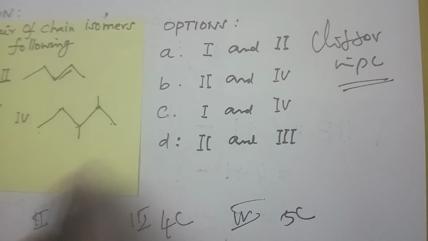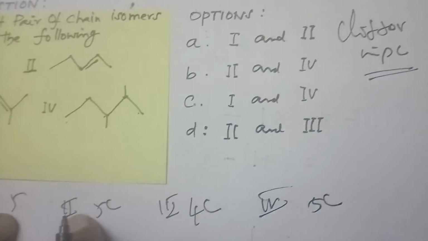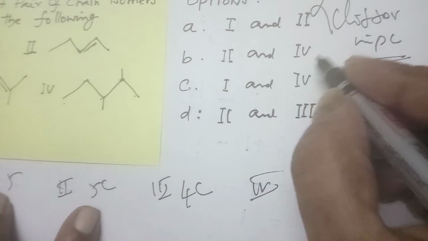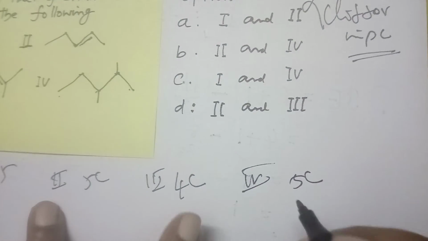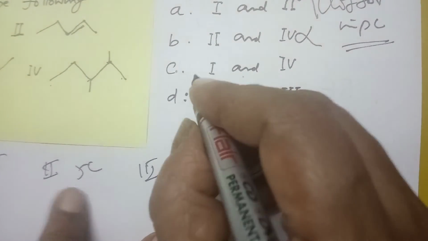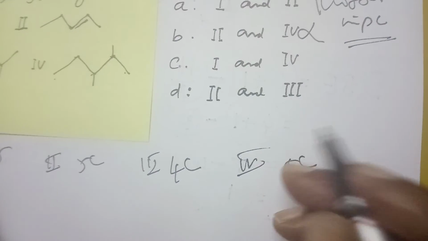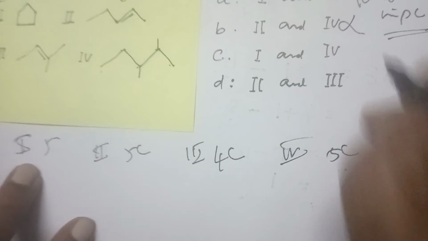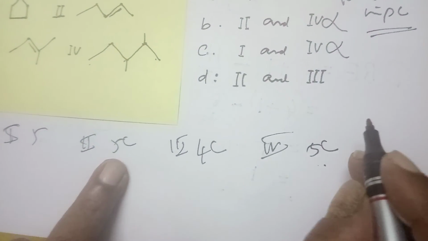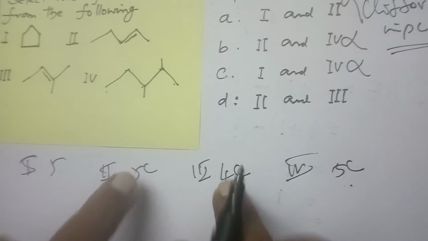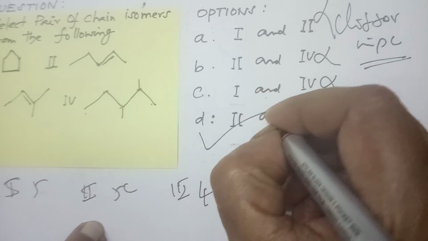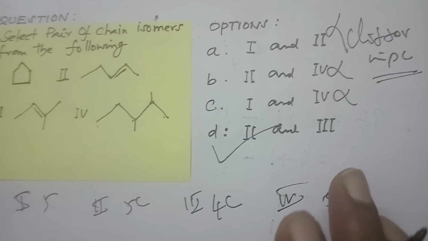Now I am going to see the options. 1 and 2: both are 5C, so it is not the correct answer. Next, 2 and 4: both have the same carbon number, so it is not the correct answer. C, 1 and 4: the carbon number is the same, so it is not correct. So D, 2 and 3: both are different in carbon, that is different in parent chain, so it is the chain isomer. Like that you can approach, children.